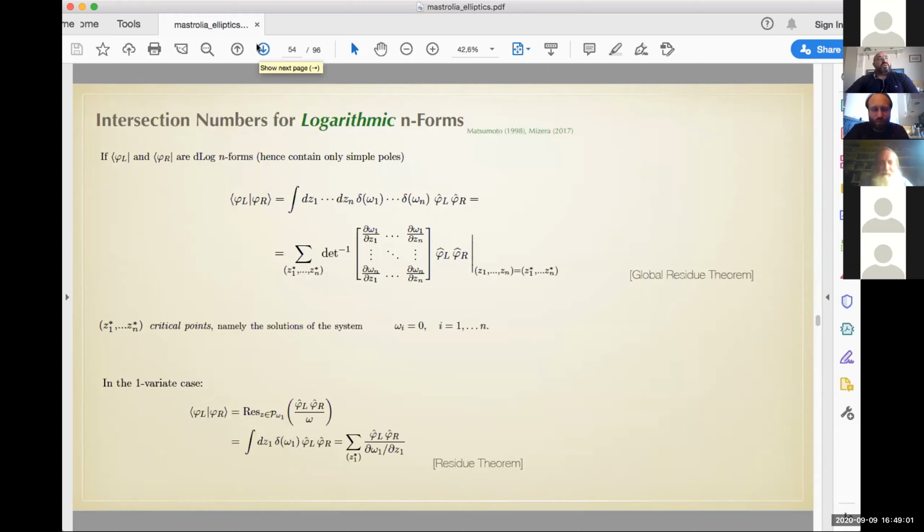In the literature, the intersection number for n-forms was available only for logarithmic forms, which do not necessarily exhaust the case of integrals related to Feynman amplitudes. And revisiting a result of Matsumoto, Sebastian proposed a formula that allowed us to compute the intersection number by a global residue theorem.